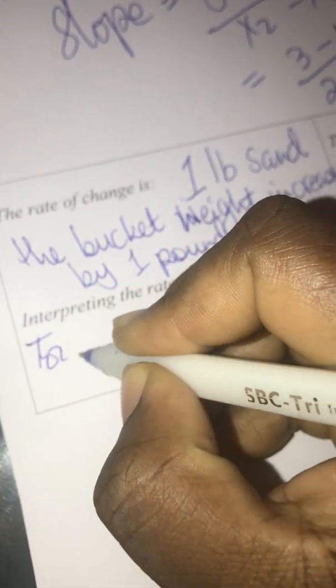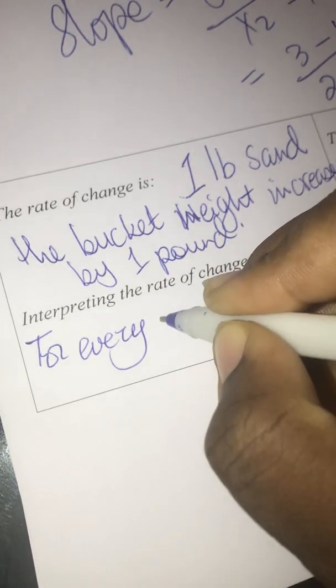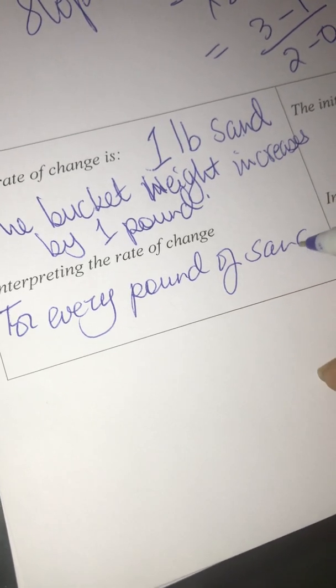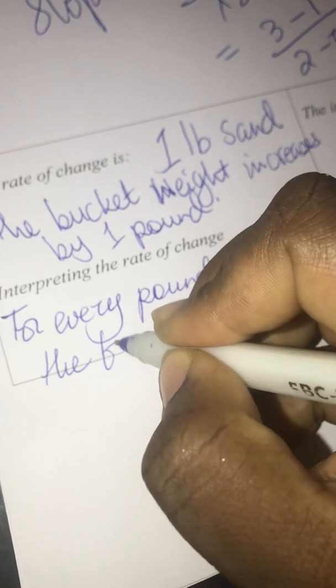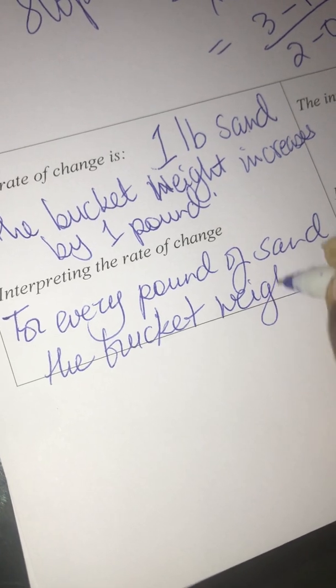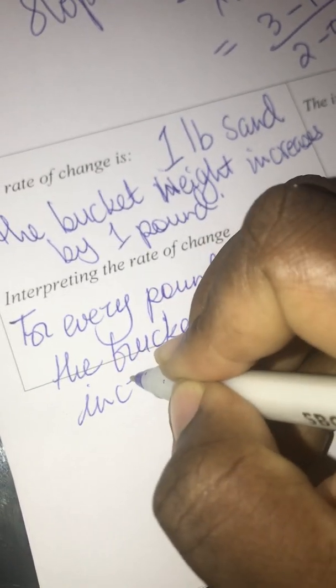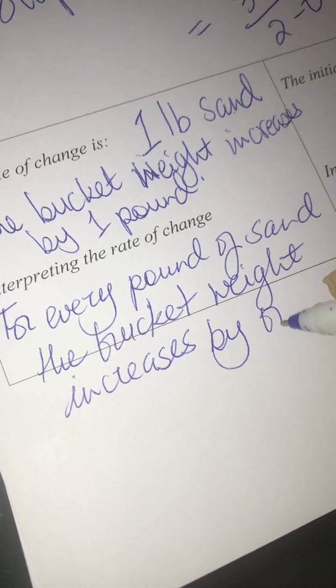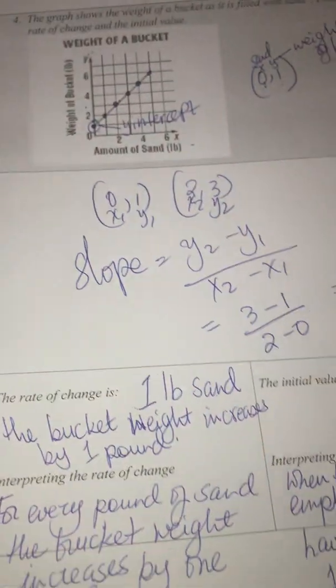So, interpret the rate of change: for every pound of sand, the bucket weight increases by 1 pound. There. And I have answered and interpreted the question.